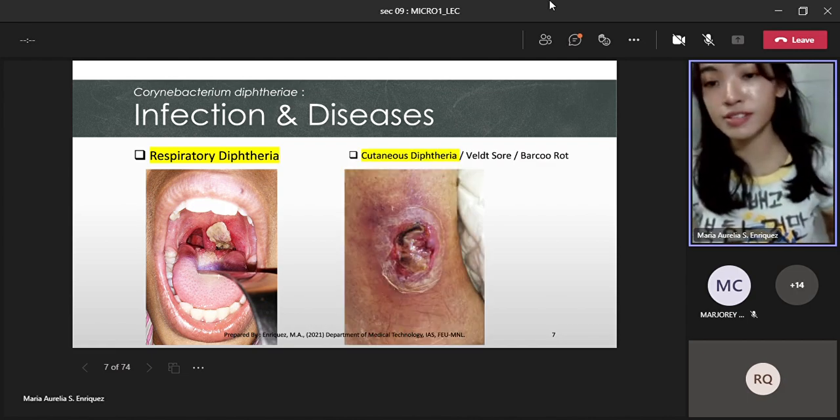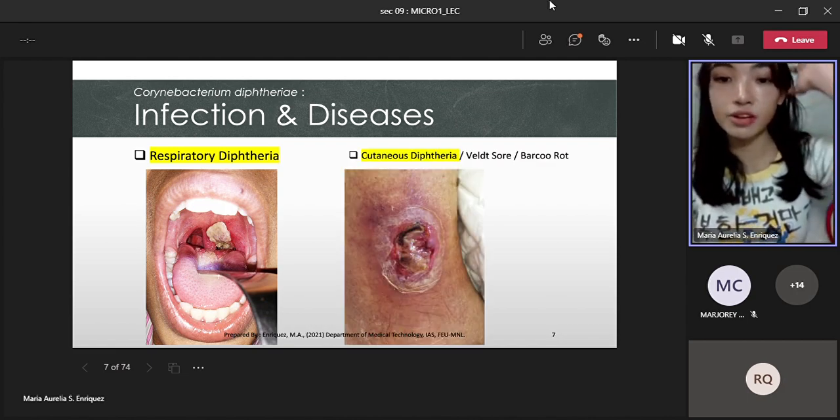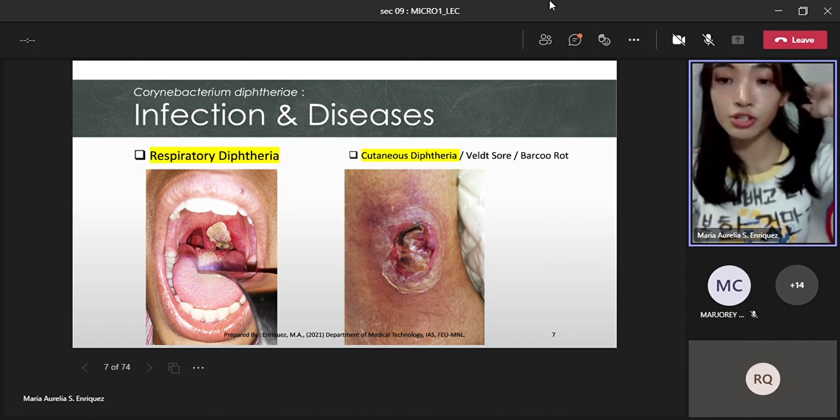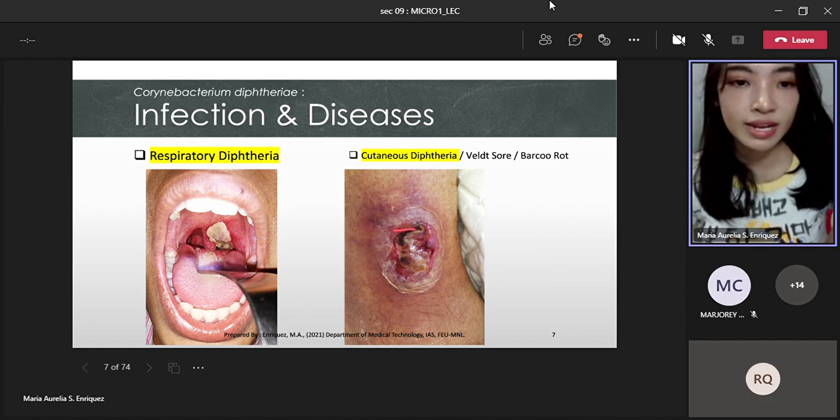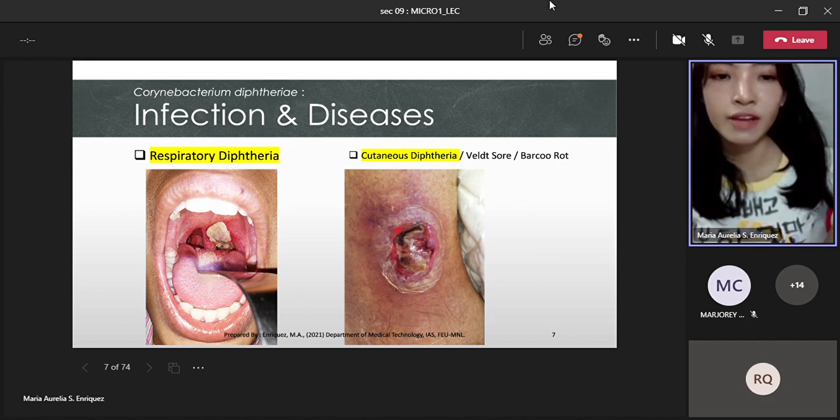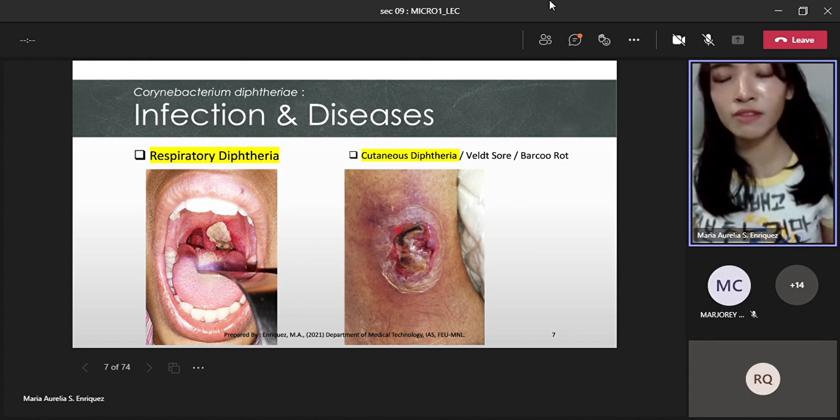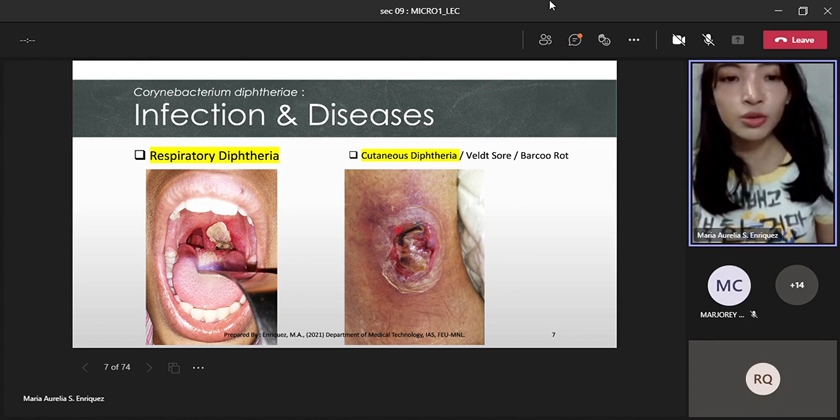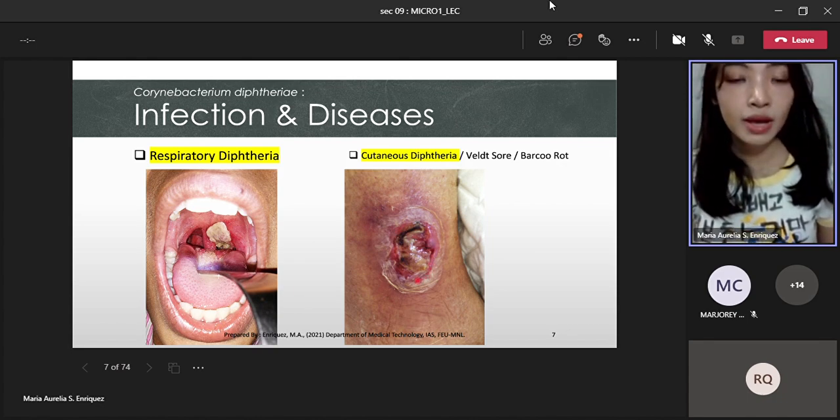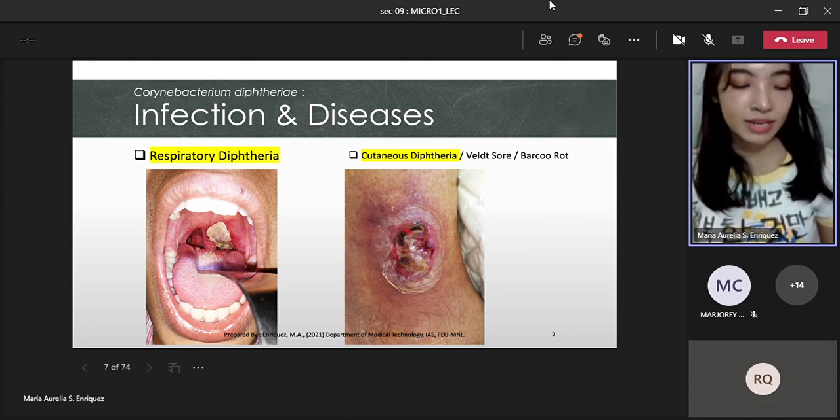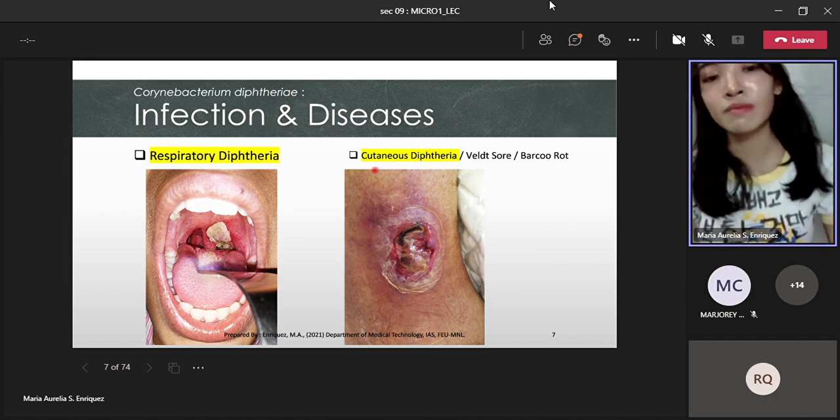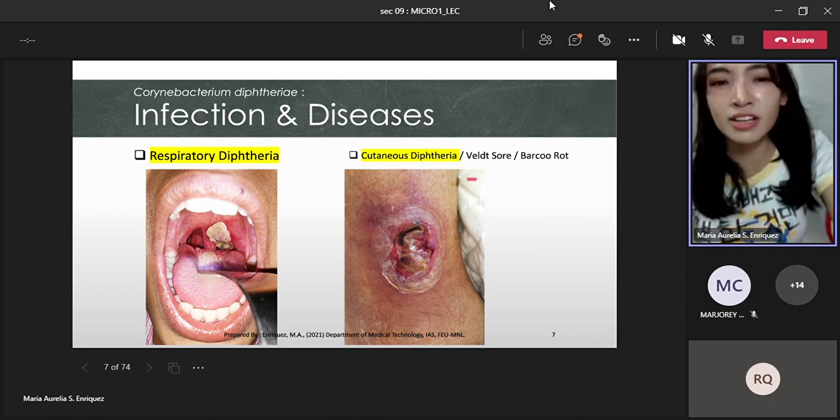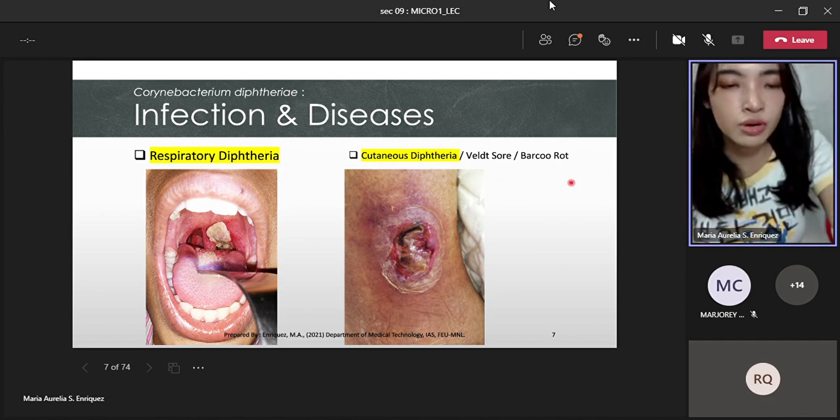Next is cutaneous diphtheria. So cutaneous diphtheria consists of non-healing ulcers with a dirty gray membrane, as we can see right here in the middle of this lesion. Okay? So parang ganun din po. Nag-form siya ng pseudomembrane dun sa area or dun sa specific spot that the bacteria has infected. So that was for cutaneous diphtheria, otherwise known as the Veldt sore or the Barcoo rot.